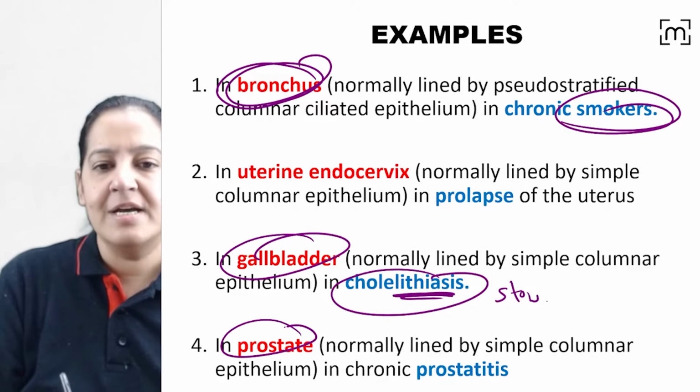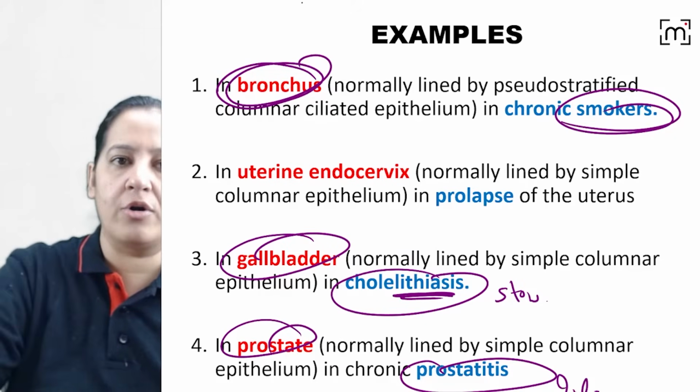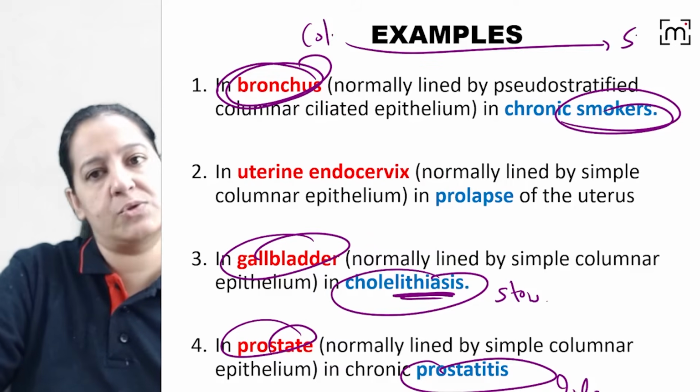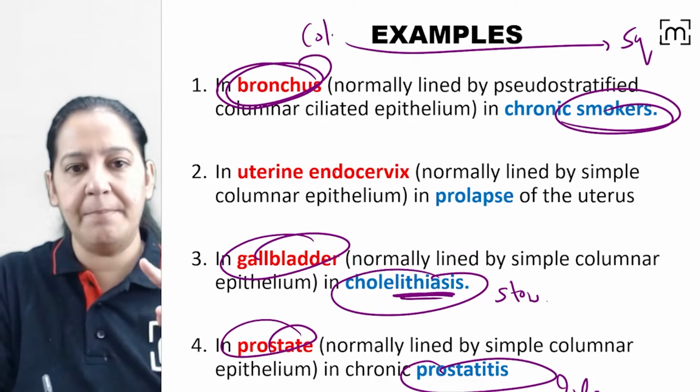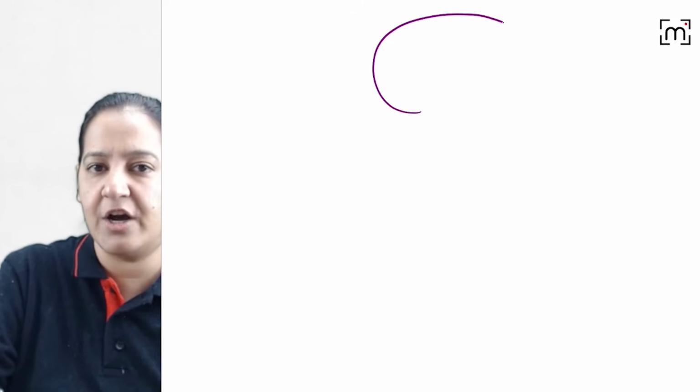And in the prostate, the stress is the inflammation, infection and inflammation. So in all the three organs, the columnar gets converted to squamous. Right. The fourth example is the cervix of the female. So let me draw the cervix of the female. Do you know the diagram of a cervix? What is the lining of the cervix?